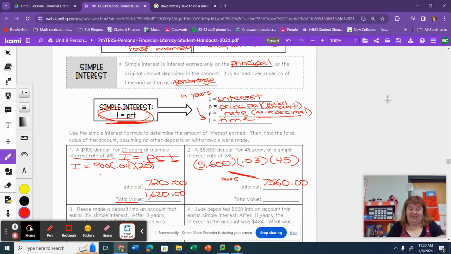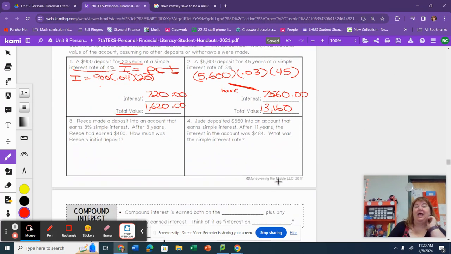And then, if you add that together, 7,560 plus the 5,600, you will have $13,160. So it pays to do interest. Okay, I want you to try this one on your own. So try it on your own and let's see what you get.